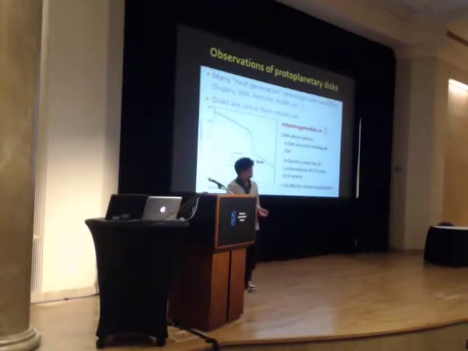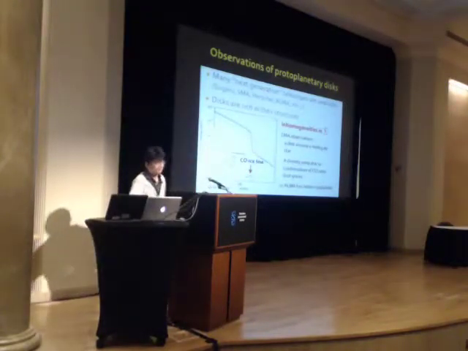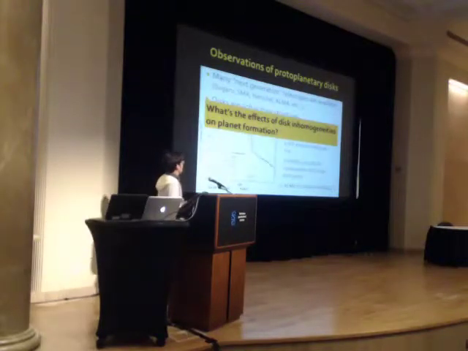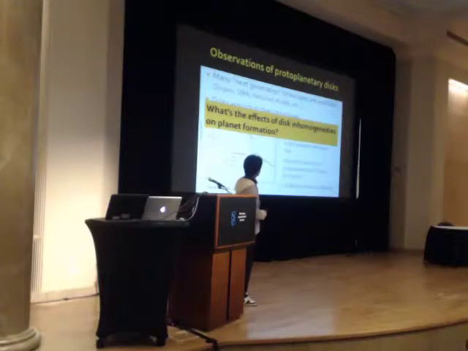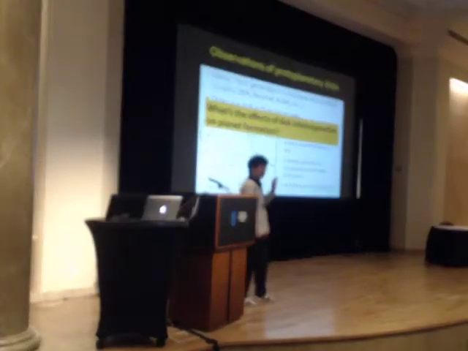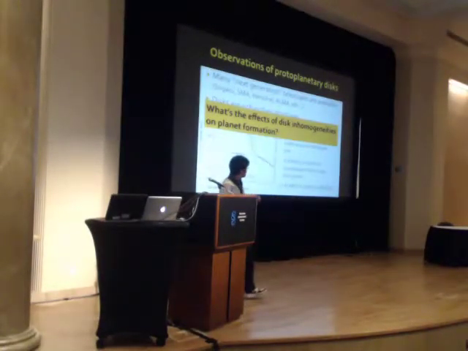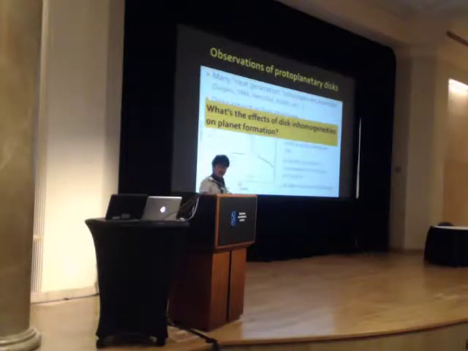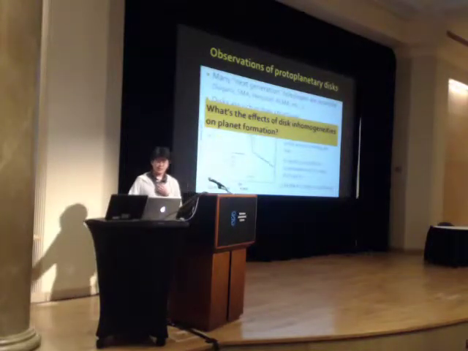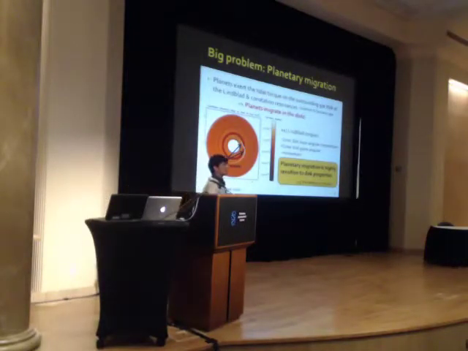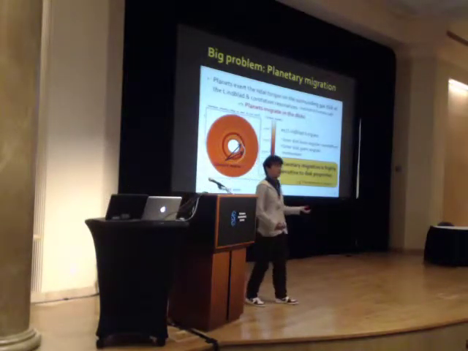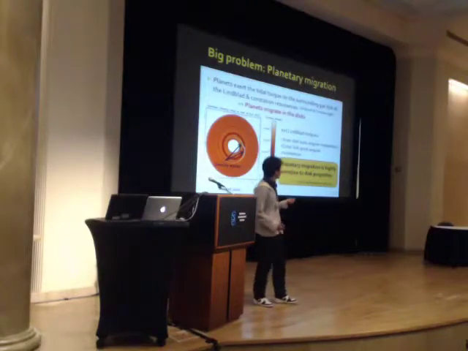So the interesting key question is: what is the effect of this kind of structure, or disk inhomogeneities, on planet formation? This is the question we'd like to address right now. I'd like to focus on planetary migration, because planetary migration is one of the biggest problems in the theory of planet formation.